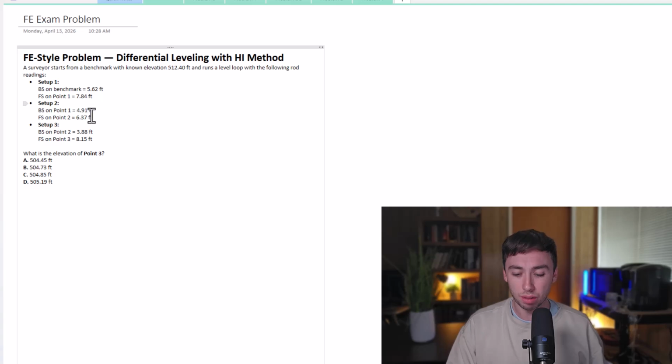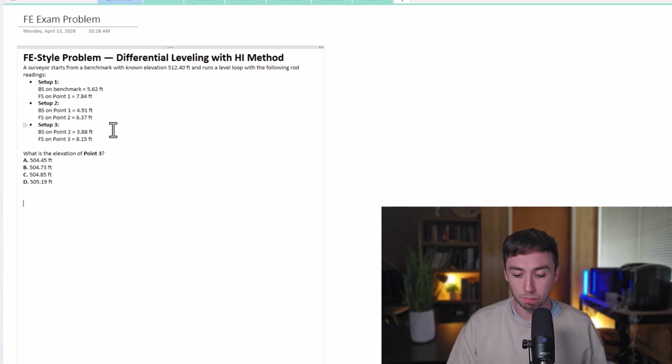So if you've taken surveying, you know that backsight minus foresight equals the new elevation. That's just an important formula to internalize. It's not in the FE reference manual. Just know it and hold it close for problems like this. So given that, how can we find the elevation of point 3?